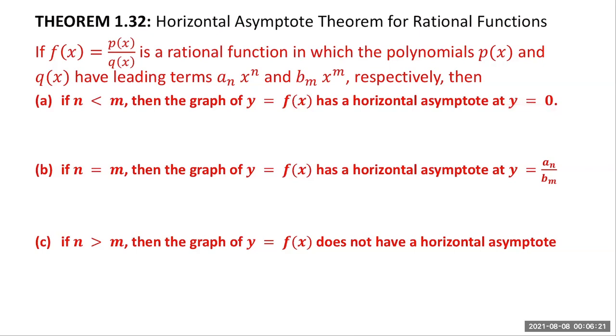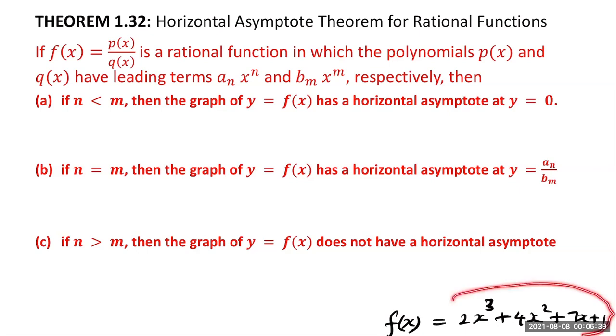Okay. First of all, let's recall a few things from your pre-calculus class. Suppose your polynomial is this one: f of x is equal to 2x cubed plus 4x squared plus 7x plus 1. So what is the leading term of this polynomial? The leading term is the term with the highest degree. Take this first term here. Of course, this is the highest degree term. This is what we mean by the leading term of this polynomial.